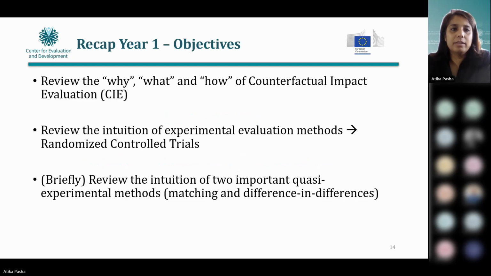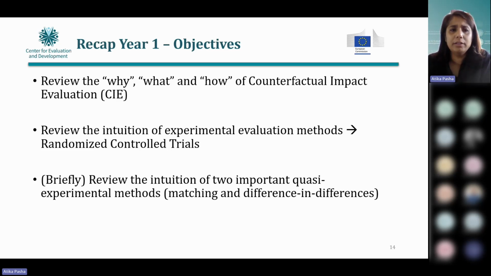Okay. So the idea of the first session, or the recap in this round, is to understand what counterfactual impact evaluation is, and then review why we need to do it, what it implies and how we do it, or with whom we would need to do it and how we would do it.